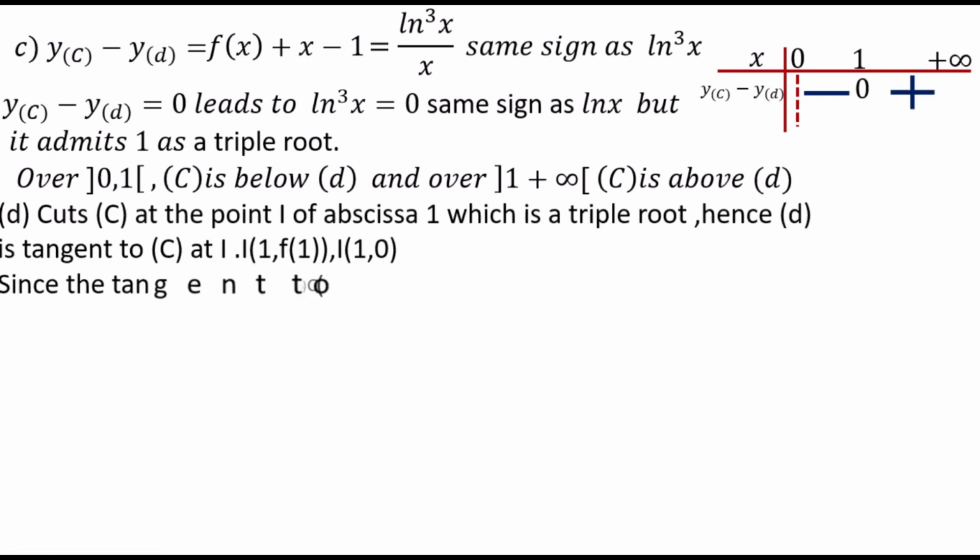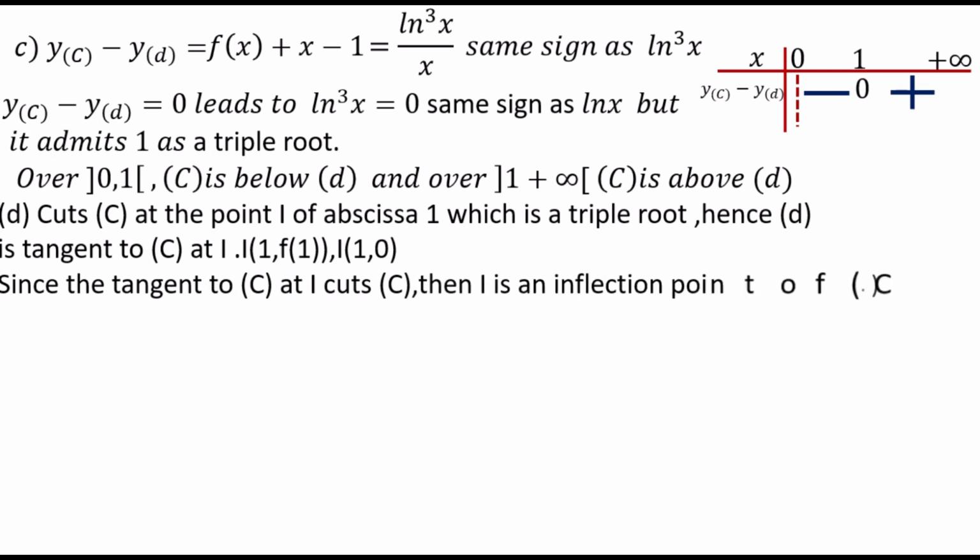D cuts C at the point I of abscissa 1, which is a triple root, hence D is tangent to C at I. f of 1 is 0, so I is (1, 0). Since the tangent to C at I cuts C, crossing the curve from both sides, then I is an inflection point of C.